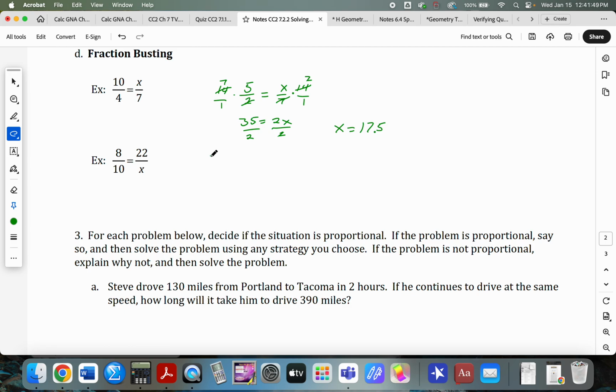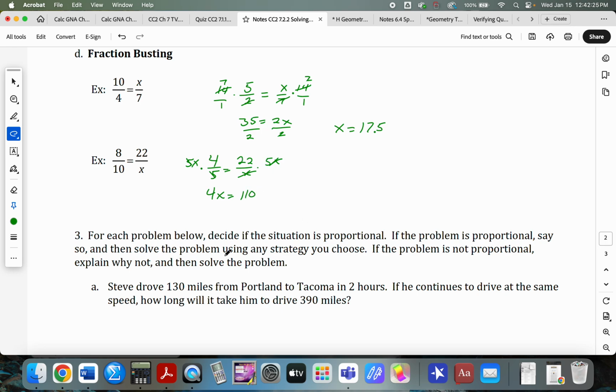Let's reduce this. 8 over 10 reduces to 4/5 equals 22 over x. The least common denominator here is 5x. I could multiply both sides by 5x. That's a little different. Over here, the 5's will cancel, and I'll get 4x is equal to, and over here the x's cancel. You get 22 times 5 is 110.